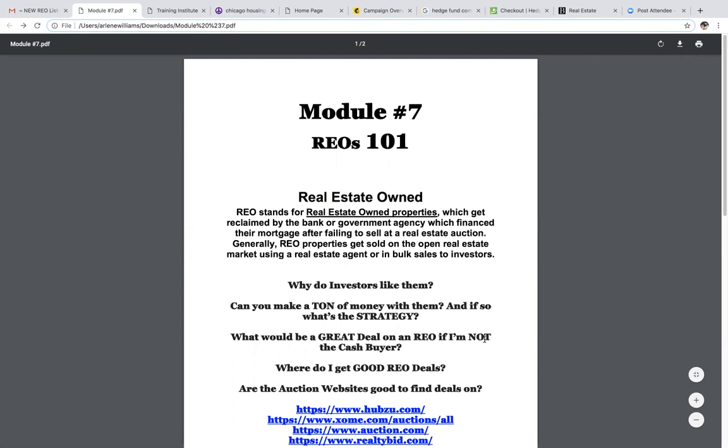But that's basically it, guys. That's all I wanted to share with you today. And the most important thing you need to know about REOs is you want to buy them in bulk if you're a cash buyer. If you're not a cash buyer, the most important thing to remember is focus on finding big time buyers like hedge fund companies, and you broker the deal. That's how you make money with these.